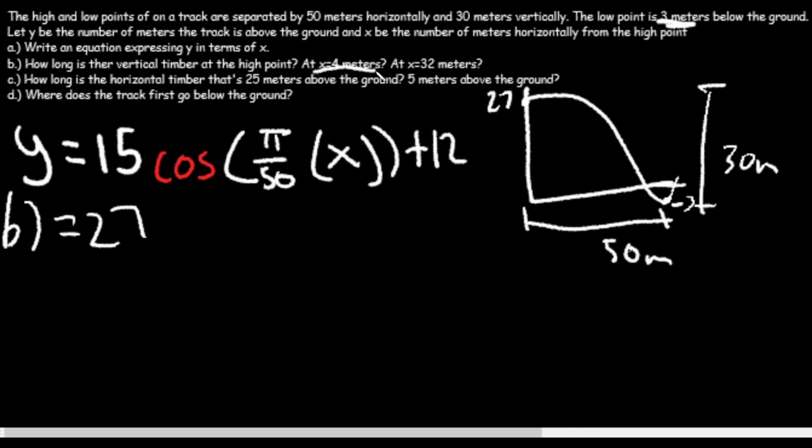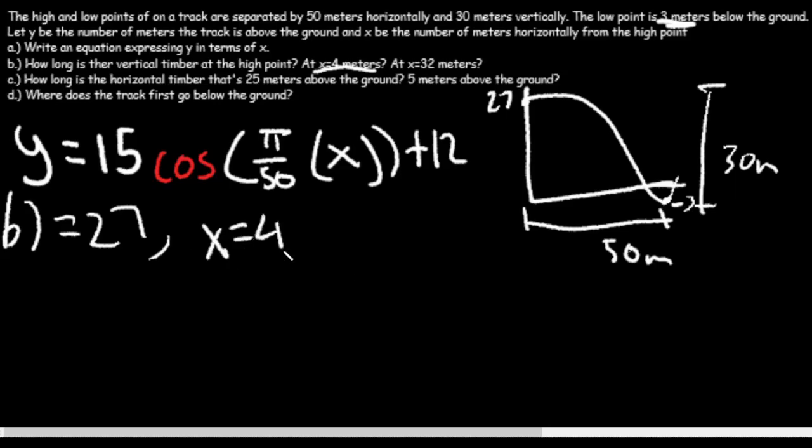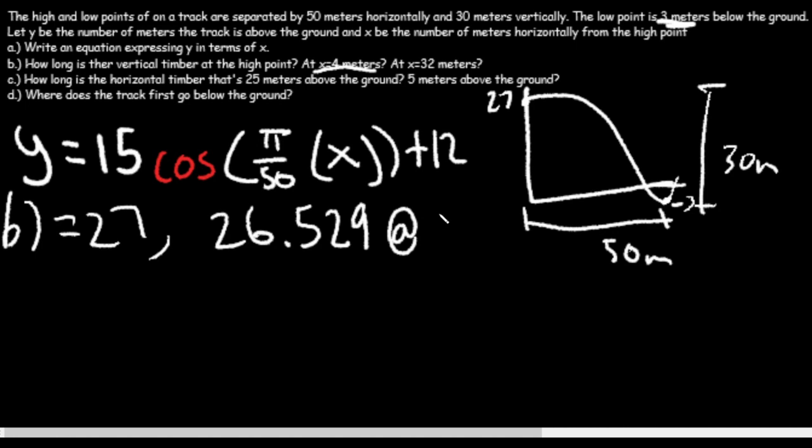The second question asks, what is it at x equals 4? Let's move back to Desmos. We can just plug in x equals 4 and see what the value is. 26.529. So we can write it like 26.529 at x equals 4. This is one way you can express it, and it's always good to keep at least 3 decimal places when it comes to graphing.